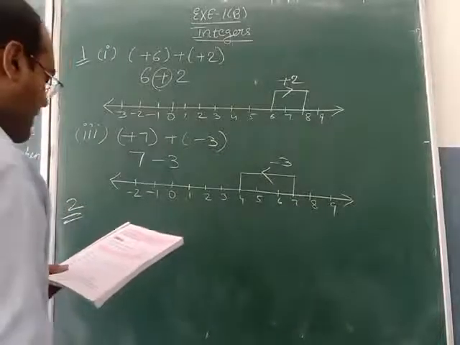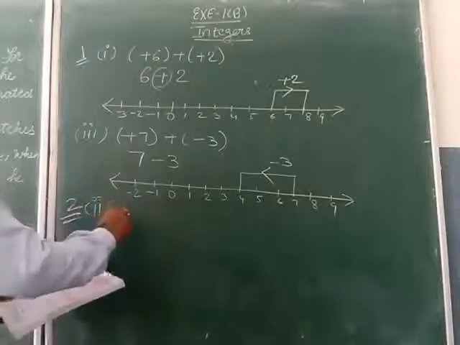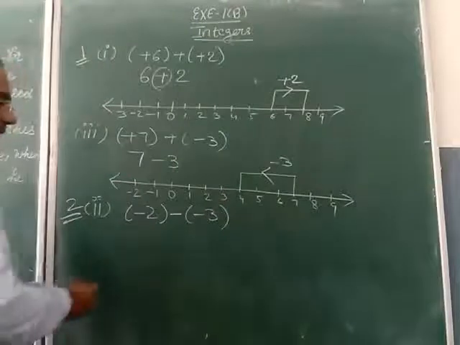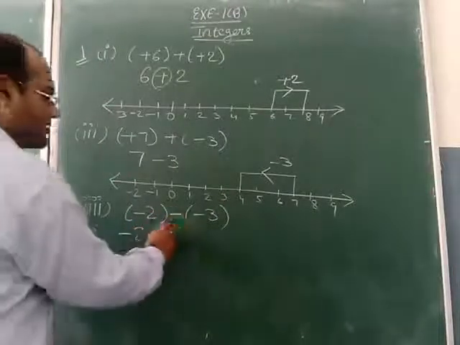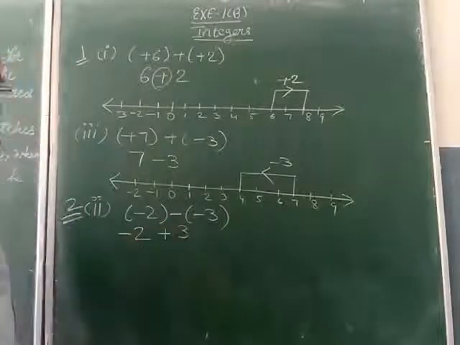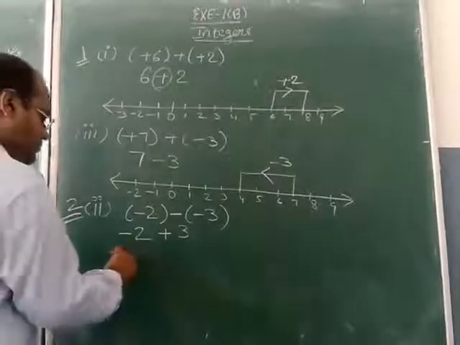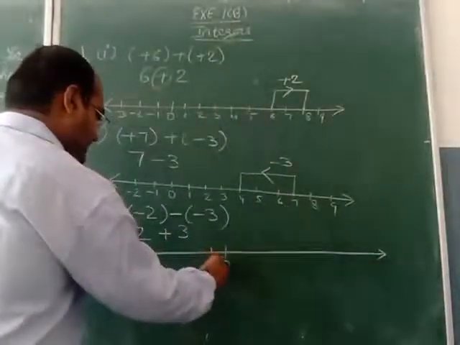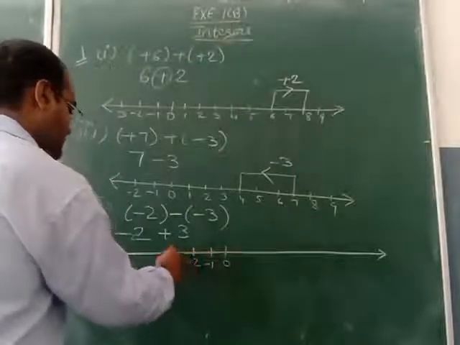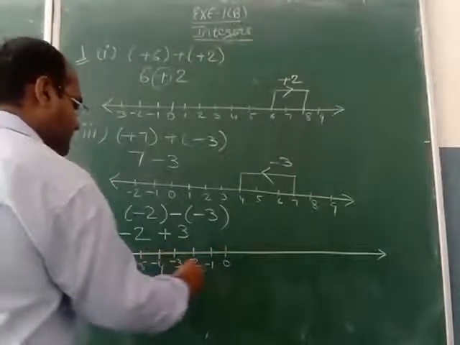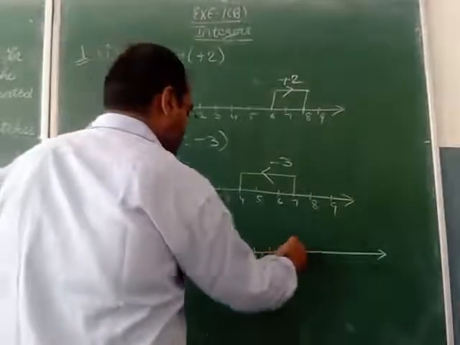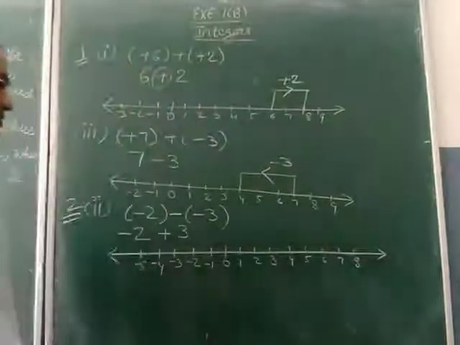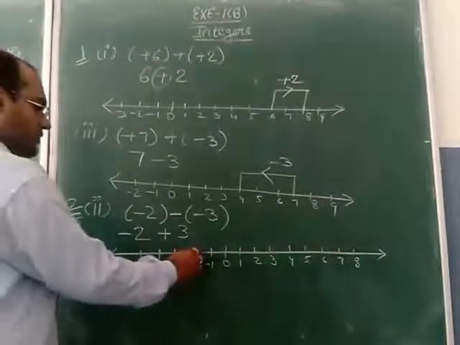Question number 2, part number 2. -2 minus minus 3. First of all we will remove the bracket. So -2 as it is, minus and minus will become +3. So -2 plus 3 we have to solve on the number line. So what will we do? We will draw the number line. This is 0, -1, -2, -3, -4, -5, 1, 2, 3, 4, 5, 6, 7, 8. So we will start from -2. This is -2.